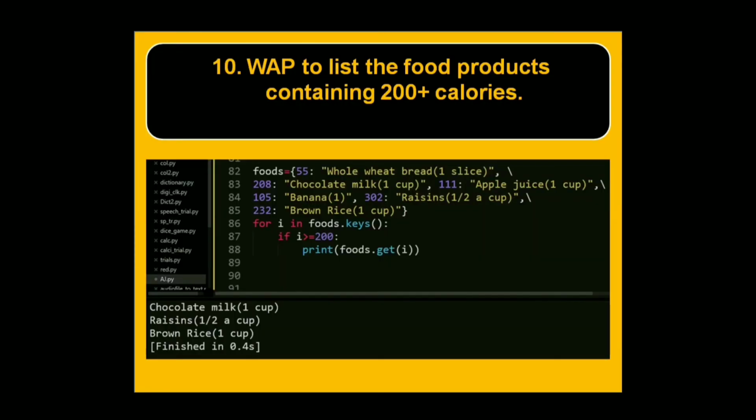Now here's the code. What I have done is I've basically made a dictionary named foods, and my key here is the calorie amount, and my value is the item name, or rather say the food product name. Now what I do is I iterate through the keys of the dictionary, and if it is greater than or equal to 200, I apply the get method on the dictionary and find my result. So if you can see down here, I have chocolate milk, raisins and brown rice. These three products have 200 plus calories.